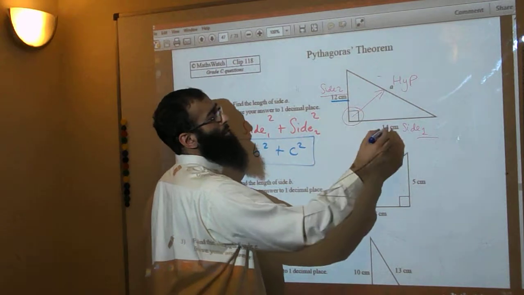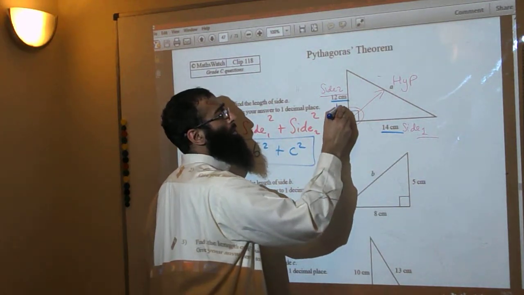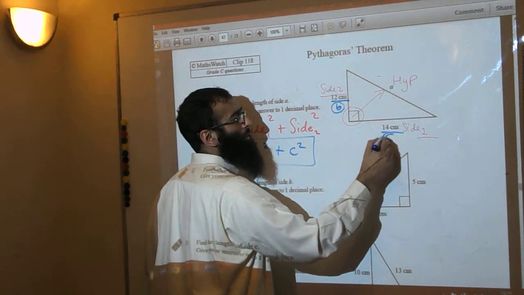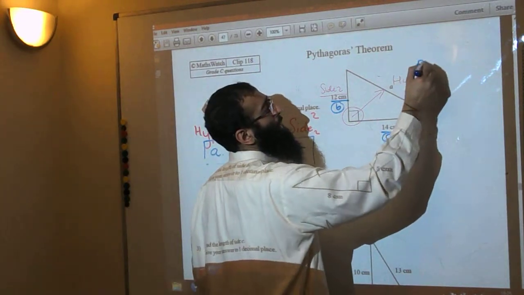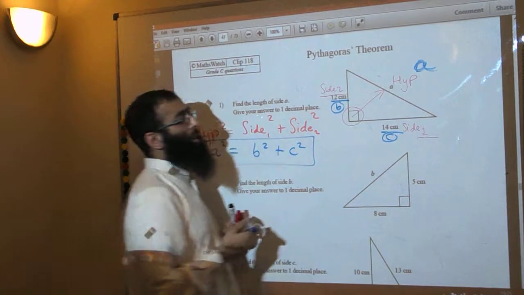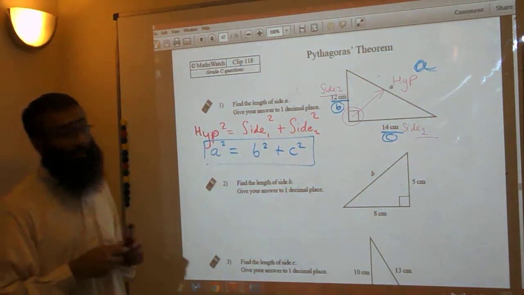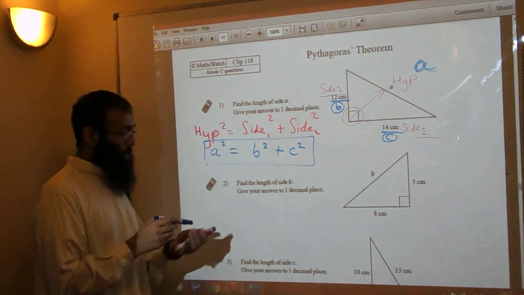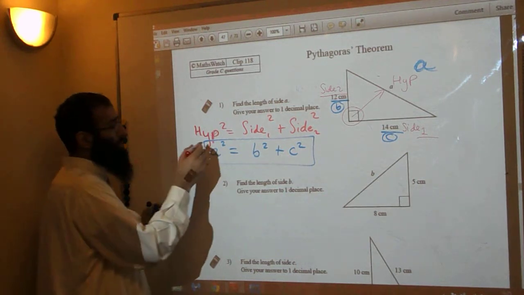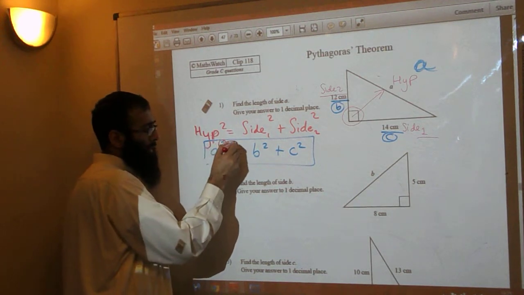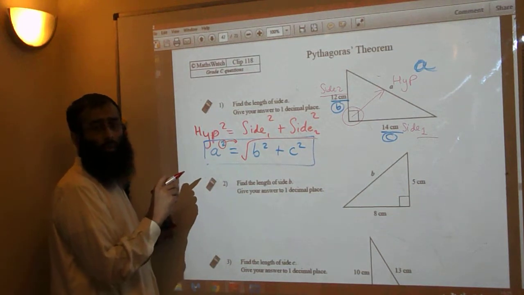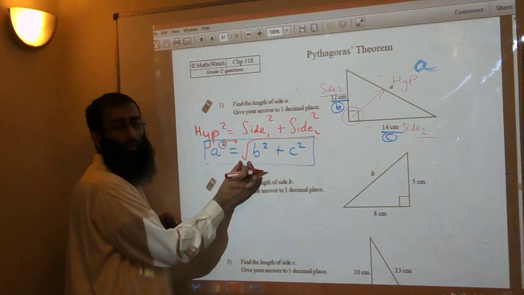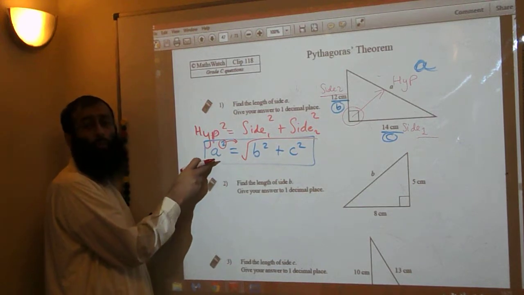So let's have a look. We have 12 centimeters and 14 centimeters. We'll call this one B and this one C. This one has to be A. The hypotenuse is always A. So we've got to work out the A. If you want to work out the A, the only thing we have to do to the squared is take it over and it becomes a square root. Opposite of squaring is square root.